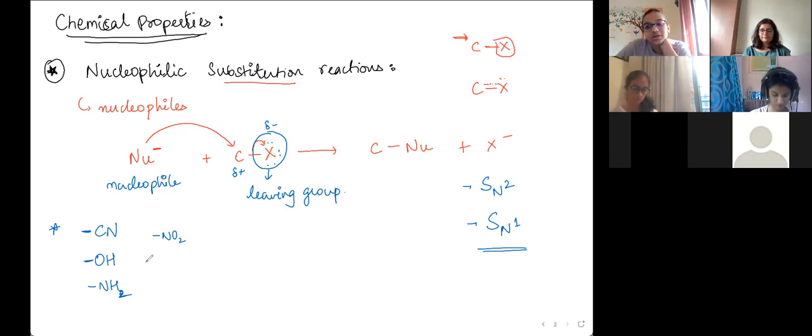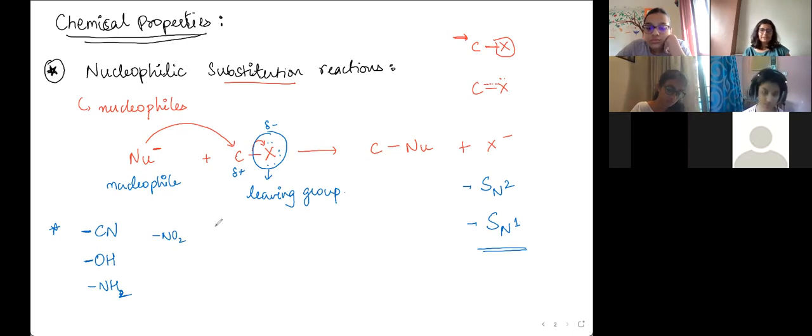Halogens? Halogens also come under nucleophiles. Like if I have a compound with Cl, I minus can replace it, or Cl minus can replace an I minus, for example. Those sorts of cases. But in general, halogens also come under nucleophiles, absolutely. Let's see, what else do we have?